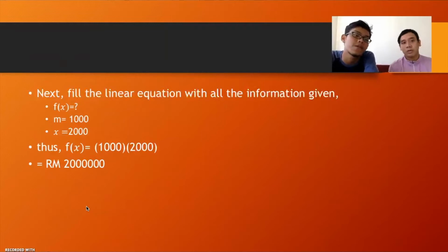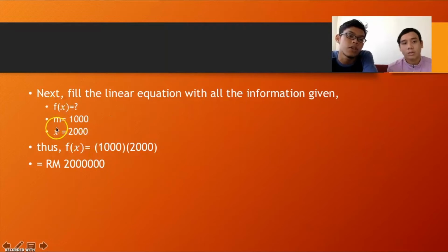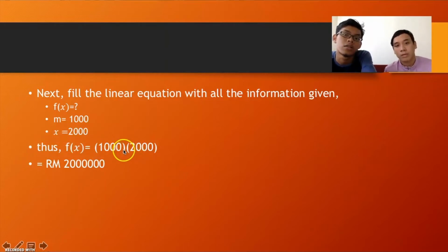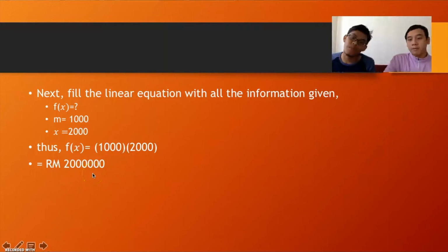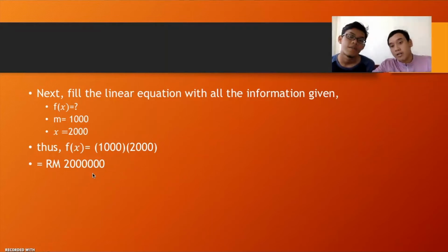Next, we fill the linear equation with the information that we have got. So m is equal to 1000. Just now we are using the data of 2000, so we use x as 2000. So f(x) is equal to 1000 times 2000. We got the sales of the production for 2000 units is 2 million ringgit. But this is not our profit yet, so we don't know whether the sales cover the cost of the armchair.